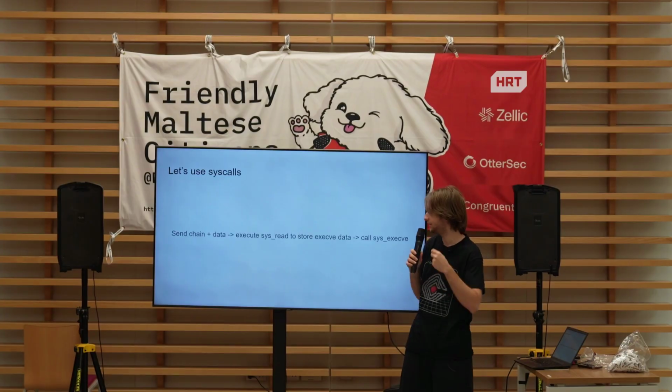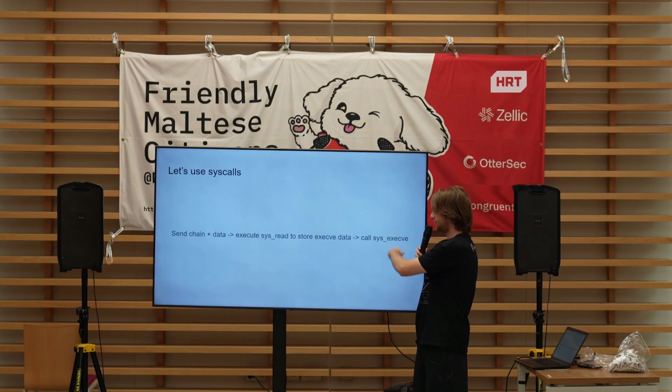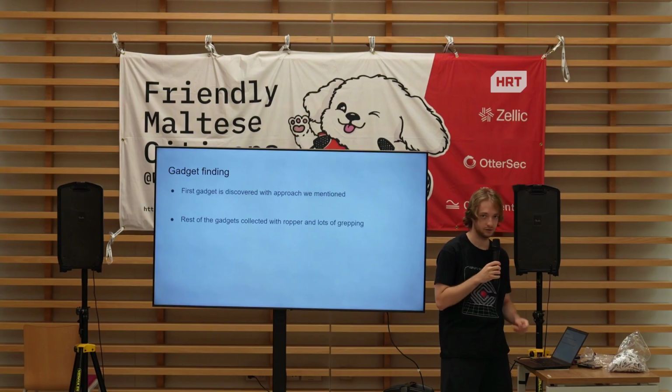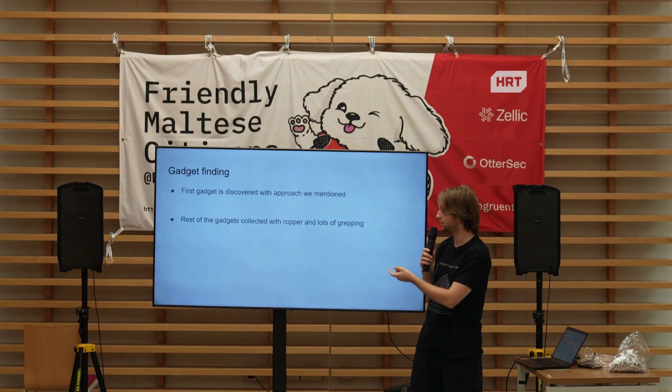We're going to send our ROP-chain plus data, and we're going to use sysread to store the execv data, and then we're going to call sysexecv. So now it's time to actually find our gadgets so we can start implementing our attack path. As we said, the first gadget was discovered with the approach we previously mentioned.